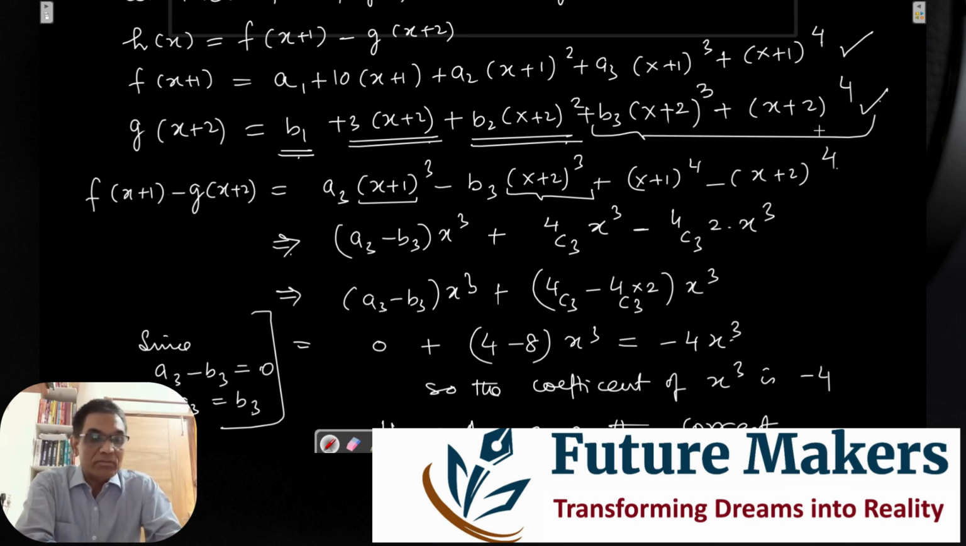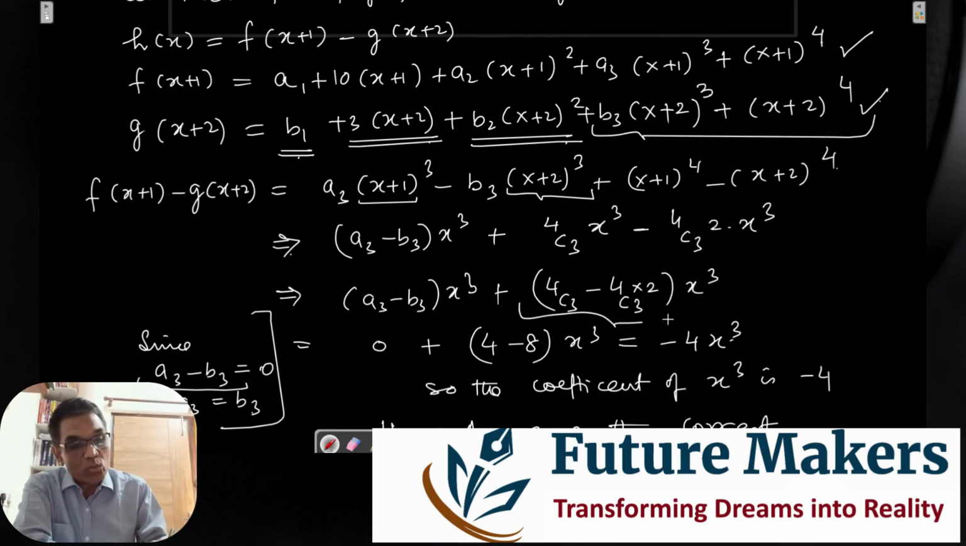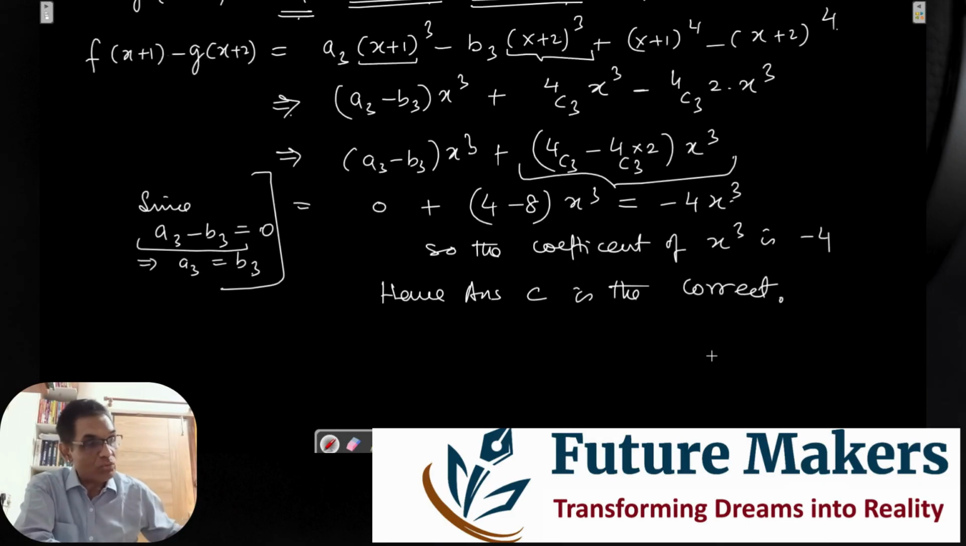So what will we get as an outcome? The outcome is that a3 minus b3 must be 0. If a3 minus b3 is 0, then the only coefficient left here is 4 minus 8 into x cube. That means we will get minus 4 x cube. So the coefficient of x cube is actually minus 4. So C is the correct answer in this question.